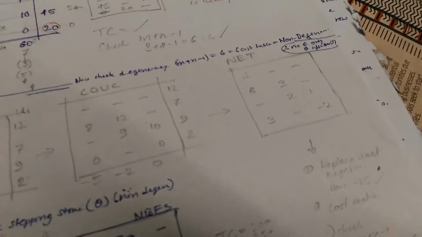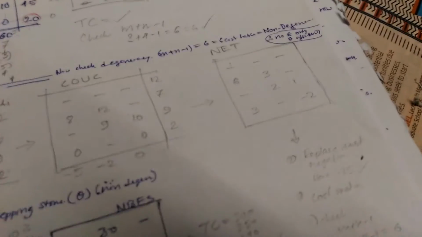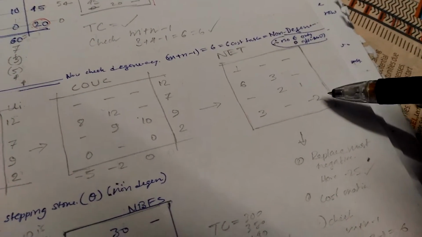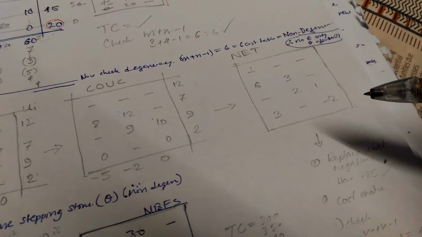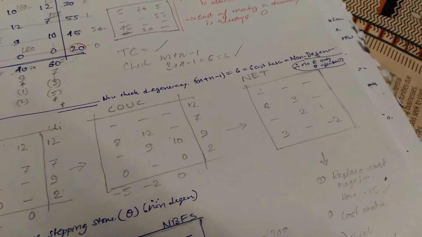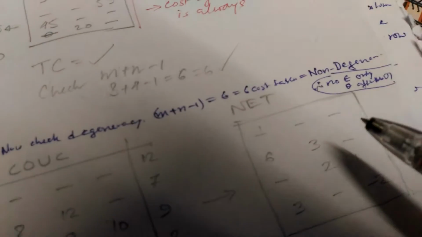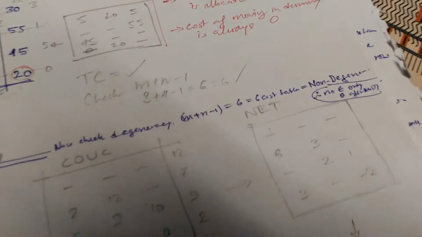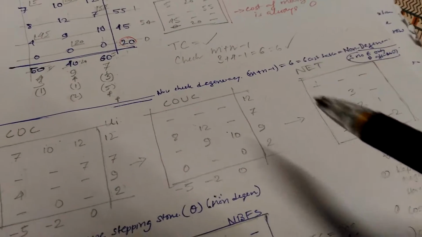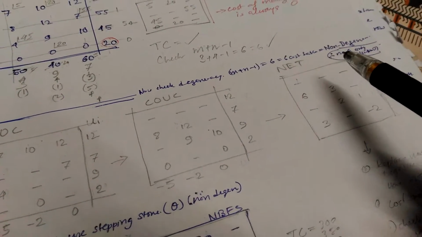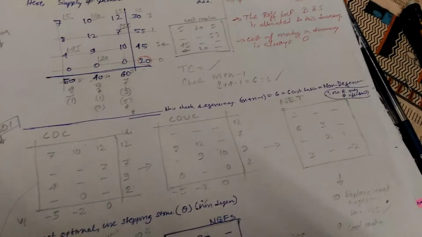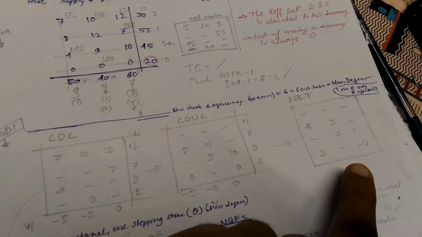So what we need to do next is replace the most negative value here with theta. Here only one negative value is there, at minus 2. So replace the most negative by theta. In case of a degenerate problem, you have to use epsilon. In case of a non-degenerate problem, you directly move on to theta. Now to replace this most negative value with theta, we have to move on to the cost matrix.